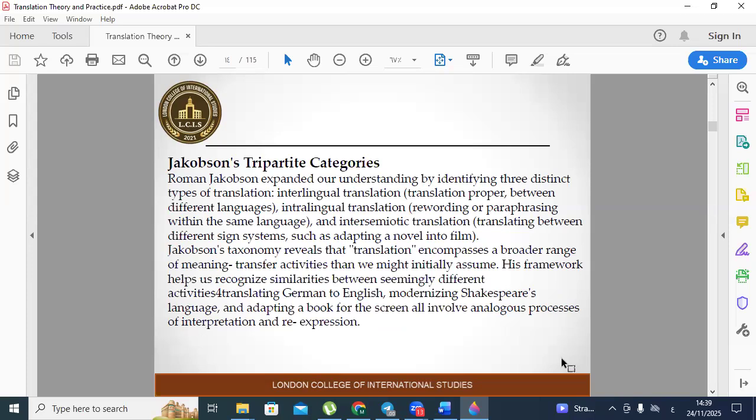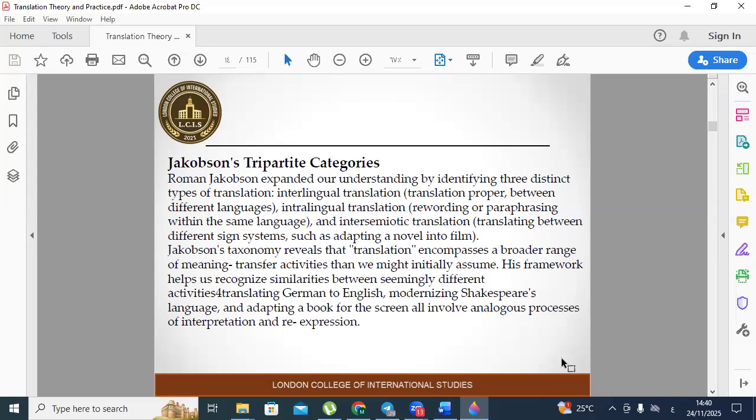Tripartite categories. Roman Jakobson expanded our understanding by identifying three distinct types of translation: interlingual translation, translation proper between different languages; intralingual translation, rewording or paraphrasing within the same language; and intersemiotic translation, translating between different sign systems, such as adapting a novel into a film. Jakobson's taxonomy reveals that translation encompasses a broader range of meaning transfer activities than we might initially assume.